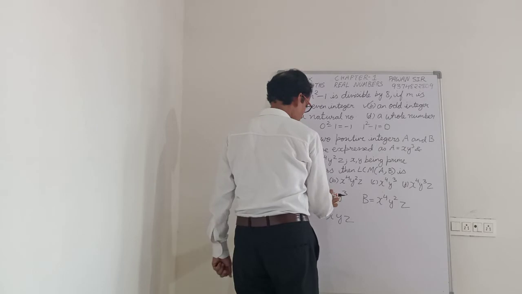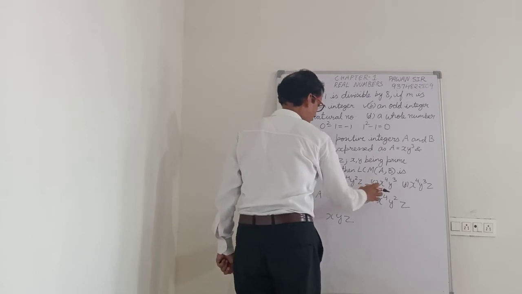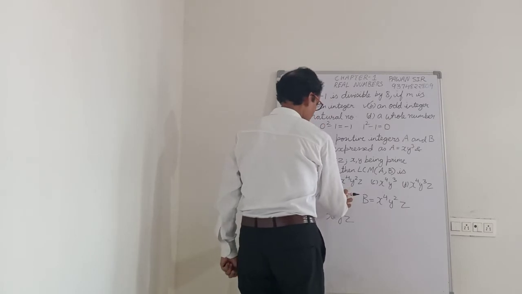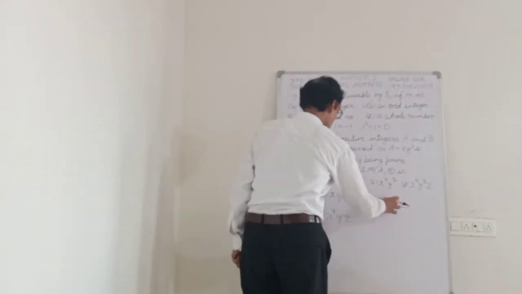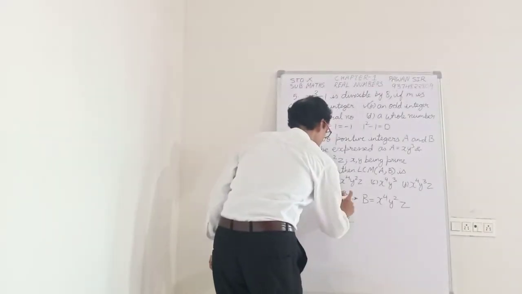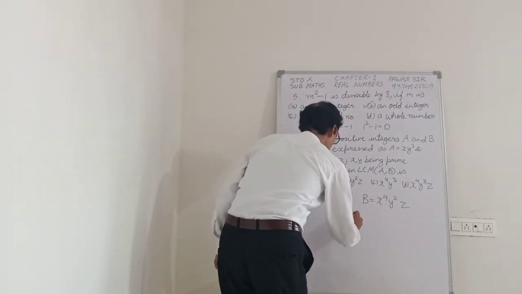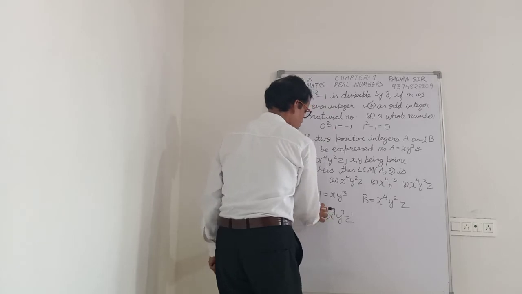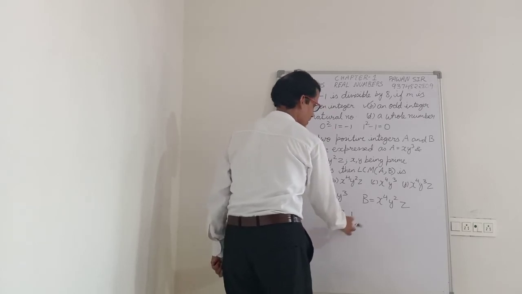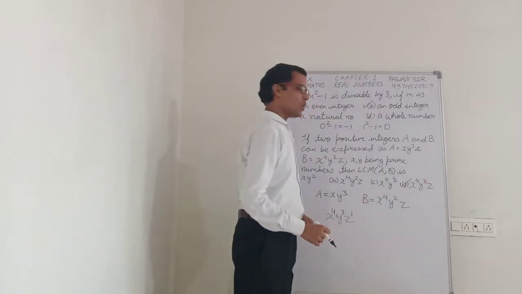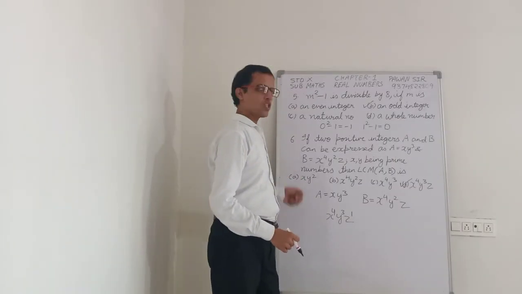Okay. Now what is the maximum power of x out of 1 and 4? The maximum power is 4. Now for y, here the power is 3, here the power is 2. So which is bigger? 3. In z the power is 1. So the answer will be x power 4 y cube z. So correct option is D. So dear students, this completes our question number 6.